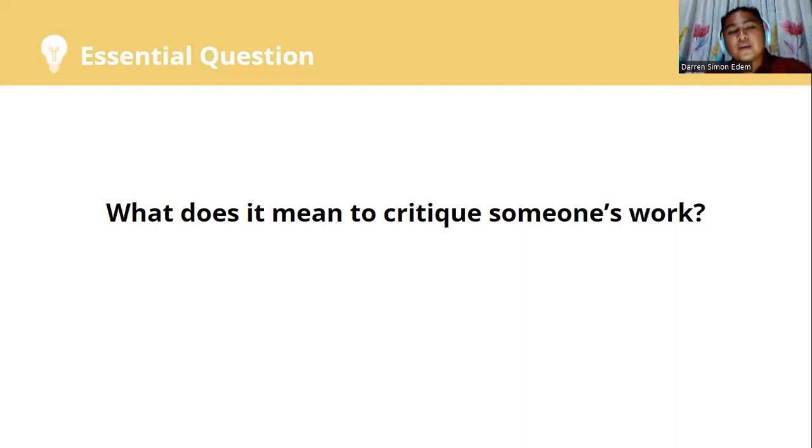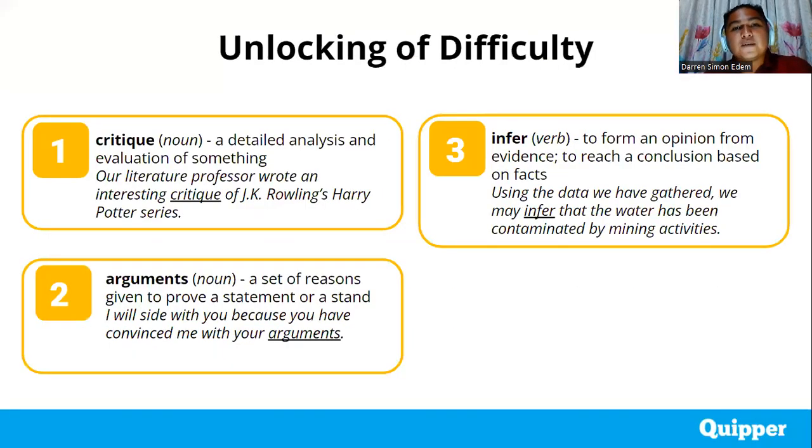Okay, let's review what we have learned in the module and let's try to deepen our understanding with this lesson. Allow me to begin first by decoding these challenging or unfamiliar words that we will encounter along this lesson. First, critique. Critique is a noun which means a detailed analysis and evaluation of something. Example, our literature professor wrote an interesting critique of J.K. Rowling's Harry Potter series. Second, arguments. Arguments is a noun which means a set of reasons given to prove a statement or a stand. Example, I will side with you because you have convinced me with your arguments.